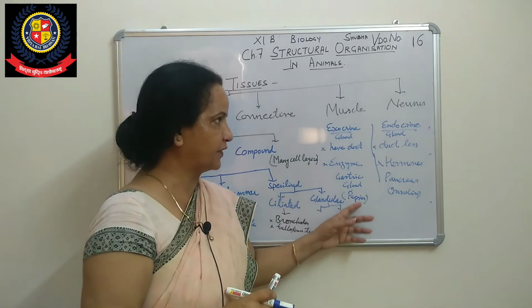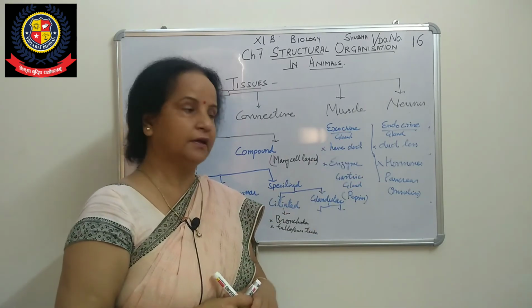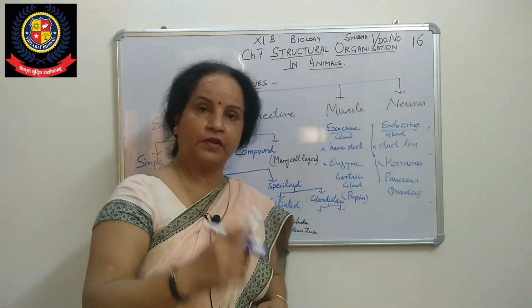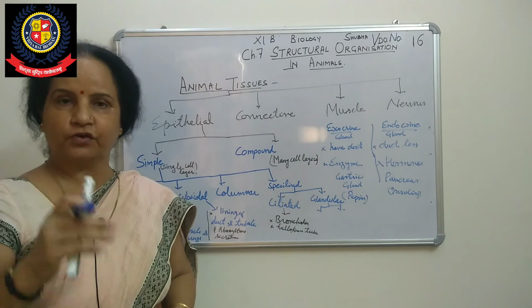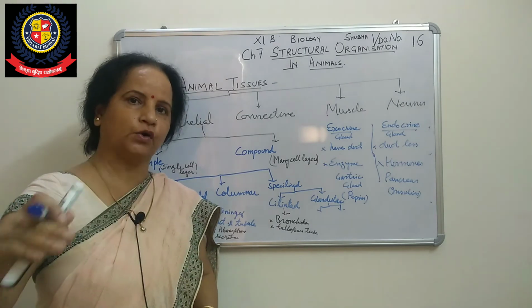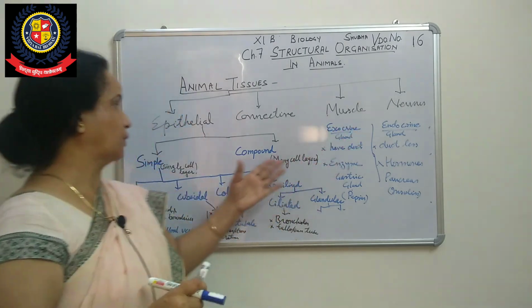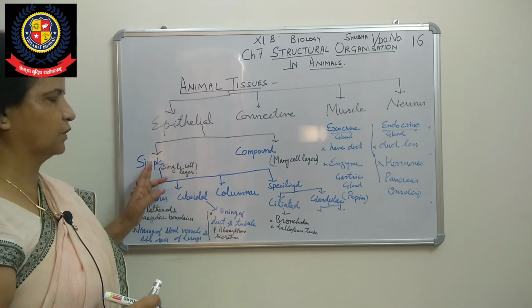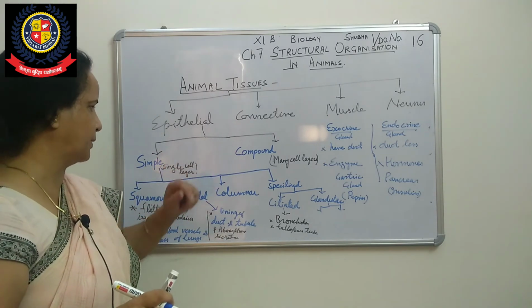That's why it is known as an exocrine gland. And when they are secreting hormones, then it is called endocrine. So you know that pancreas is known as an exocrine gland as well as an endocrine gland, right? So this is about the epithelial tissue, where we have seen mainly 2 types, simple and compound.